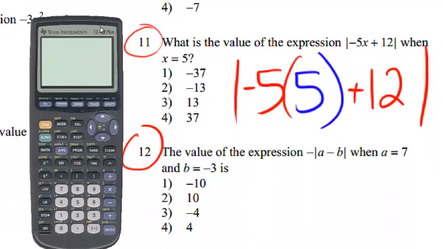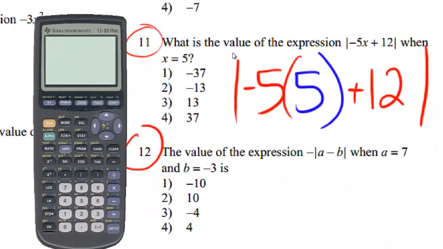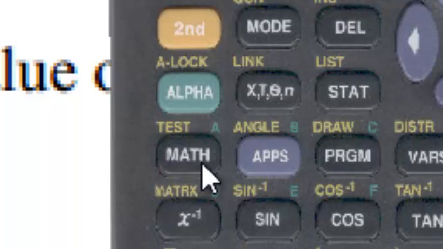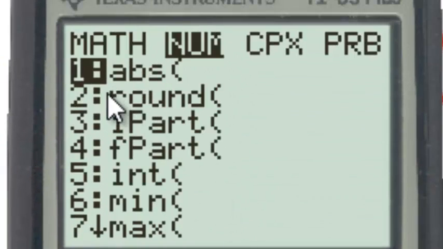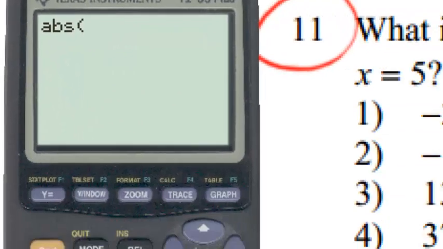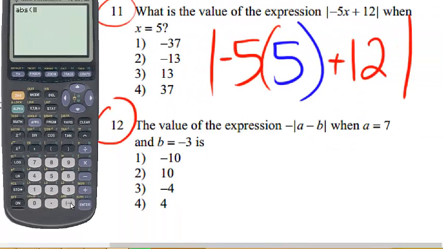We're going to open up our handy dandy calculator, and what we need to do to start the absolute value is go to math. That's really important. Go over 1 to number, and I can see the very top option is ABS. That stands for absolute value. You're going to press enter. And now we're going to type in -5, open parentheses again.